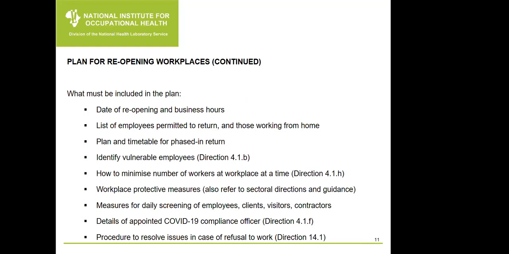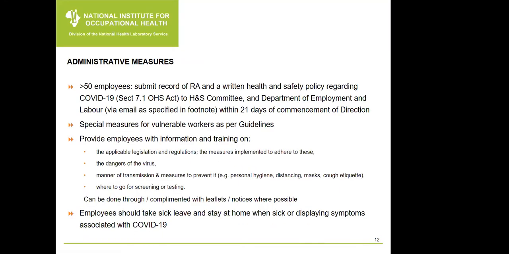The plan must include the date of reopening plus the business hours, and must list the employees that are permitted to return and those that will still be working from home. There must be a plan and timetable for the phased-in return. Vulnerable employees need to be identified. Also the measures on how to minimize the number of workers at the workplace at a specific time, the workplace protective measures, measures for daily screening, the details of the appointed COVID-19 compliance officer, we will talk about that, and then also procedures to resolve issues in the case of refusal to work, as is described in Direction 14.1. We'll also talk about that. So all of this is the details that must be included in the plan that must be developed.